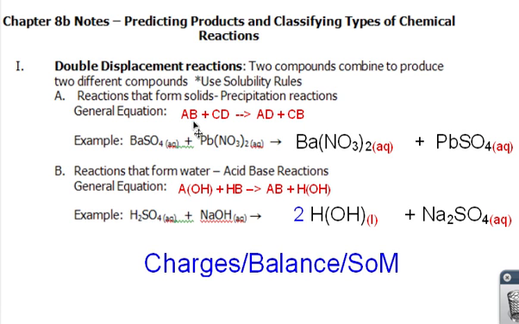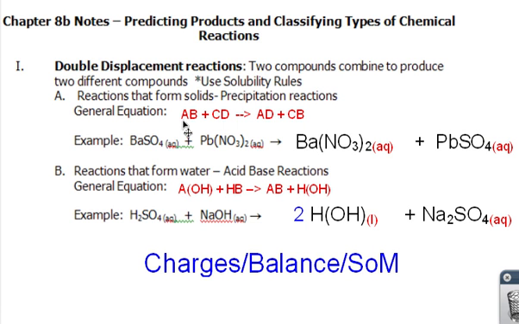We have AB, which would be a metal and a non-metal, reacting with, meaning that it's been mixed in a beaker or a test tube or something like that, with another compound that's got a metal and a non-metal. And when they react, you need to try the other options. You need to put them together in a different combination.